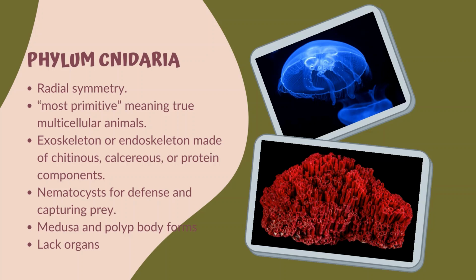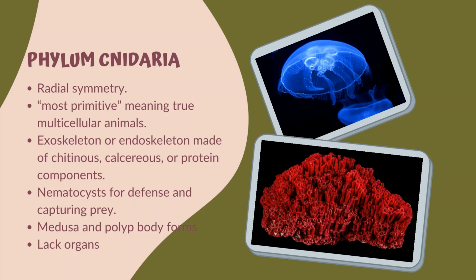They exhibit a tissue level of organization. They also have an exoskeleton or endoskeleton made of chitinous, calcareous, or protein components. They are the only group of animals with nematocysts for defense and capturing prey, but they can also be used for locomotion. Nematocysts are large organelles produced from the Golgi apparatus as a secretory product within a specialized cell, the nematocyte or cnidocyte.